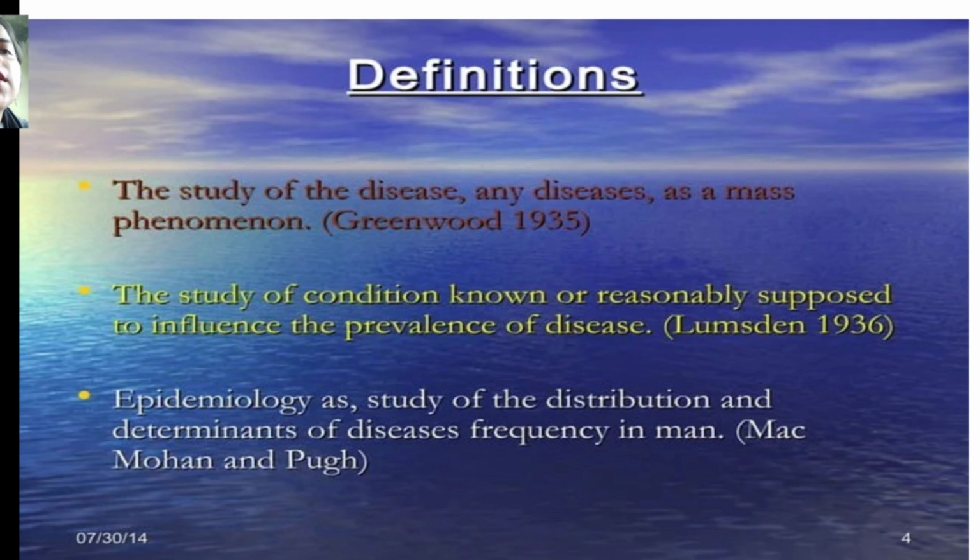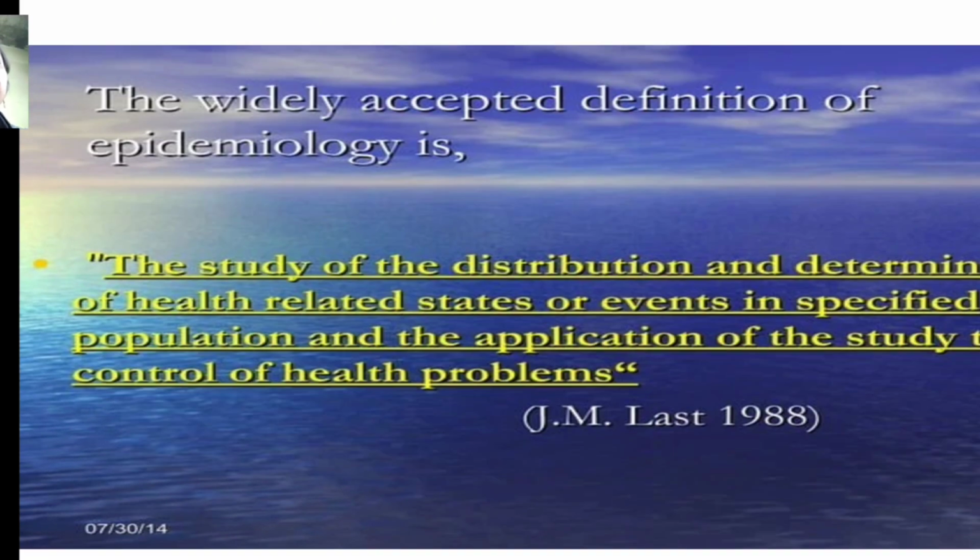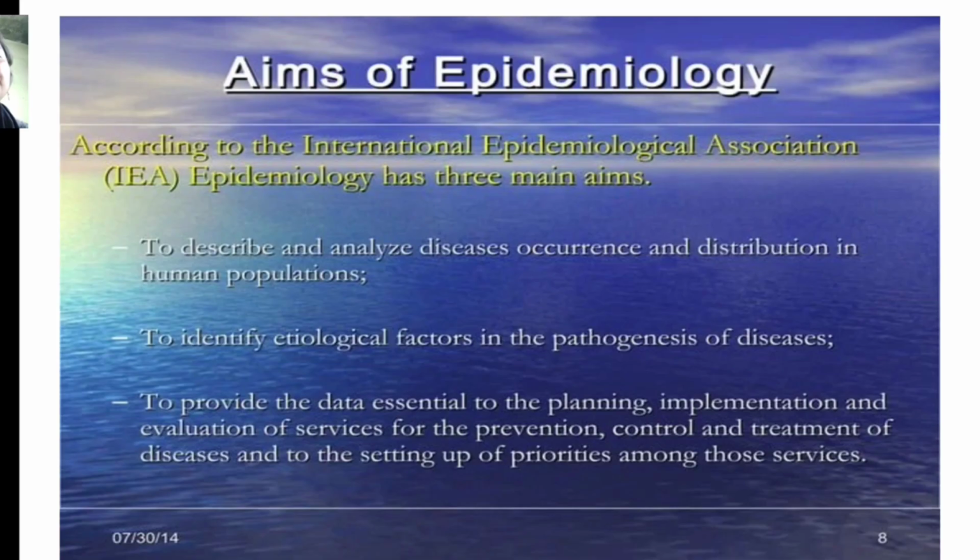Definitions: the study of any disease as a mass phenomenon, the study of conditions reasonably supposed to influence the prevalence of disease. Epidemiology as the study of the distribution and determinants of disease frequency in man. The widely accepted definition of epidemiology is the study of the distribution and determinants of health related states or events in specified populations, and the application of the study to control of health problems.